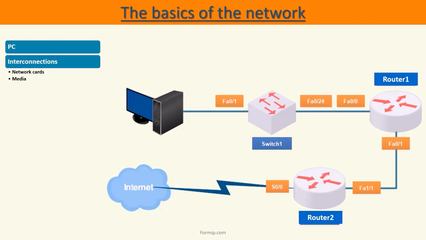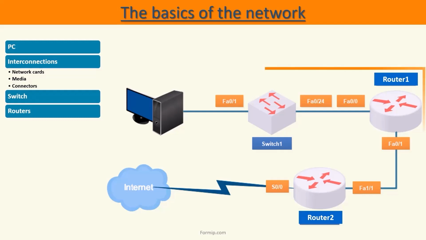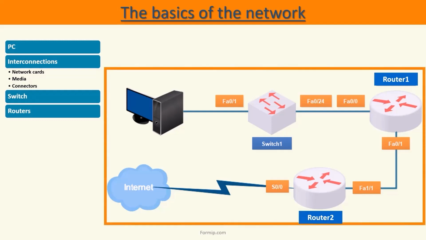Media. These are network cables or wireless protocols like Wi-Fi. And connectors. This is the plug that plugs into the network card. Going back to the components, there are switches. These are devices that provide a network connection to end devices like PCs. And there are routers. They serve the role of interconnecting networks and choosing the best path for each destination network.